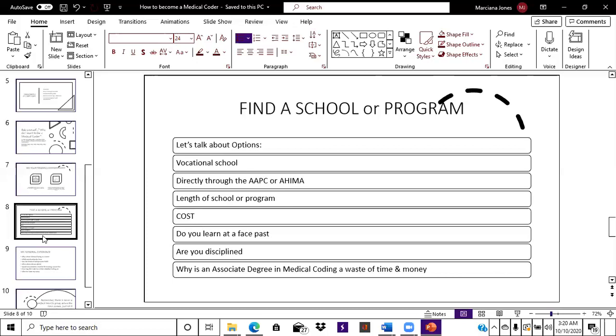However, if you go directly through the AAPC, and I guess I can just go ahead and go into the advantages here, since we're talking about advantages and disadvantages. If you go directly through the AAPC, you're not going to spend $10,000 or $11,000 at the least and $20,000 at the most. You're going to spend about $3,000 to $3,500 at the most.